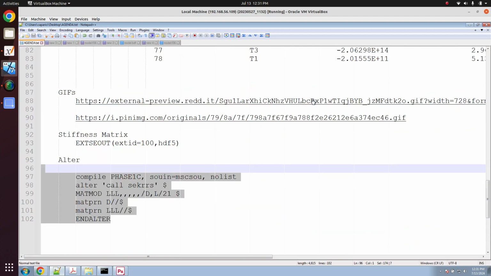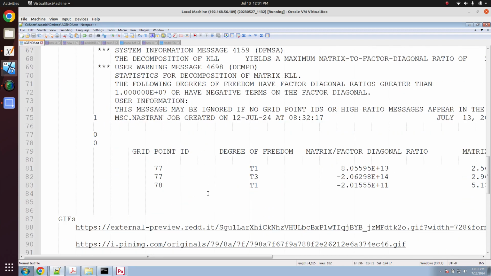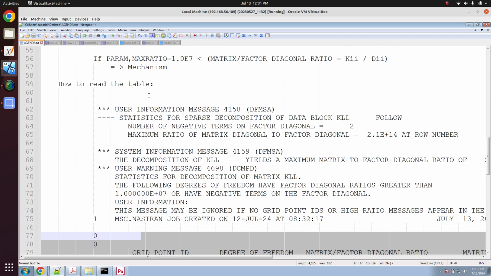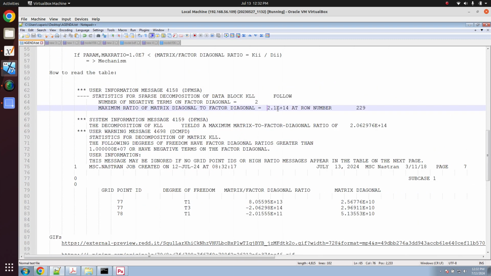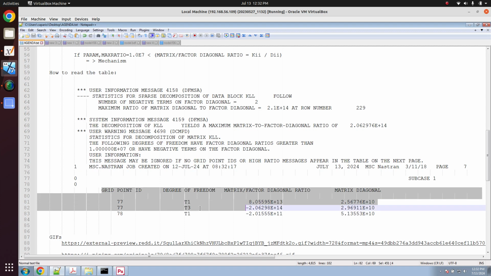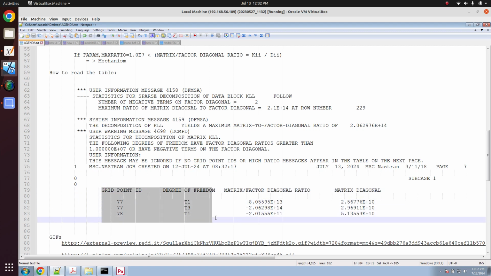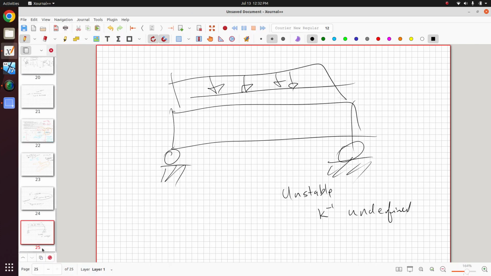Okay, so where are we at with this? So we went over how to read this table. We went over this column. We went over the matrix factor diagonal ratio. If that's too high, you have a mechanism. The matrix diagonal is basically a value from the stiffness matrix. When you look at these two columns, grid point ID and degree of freedom, remember to do the following.